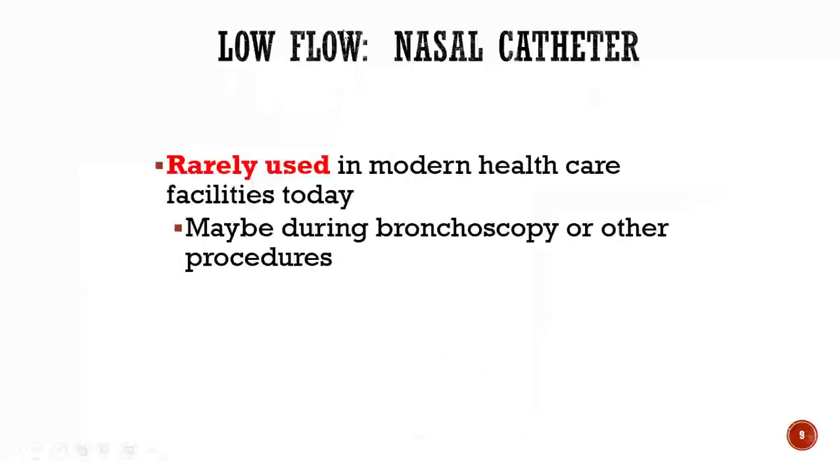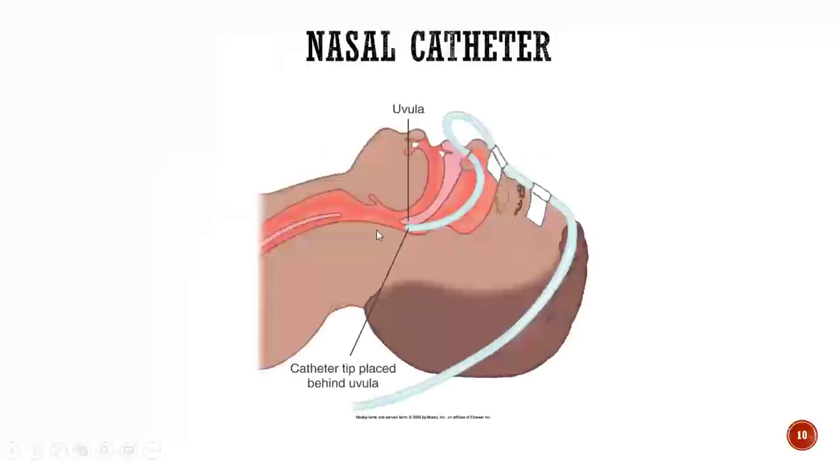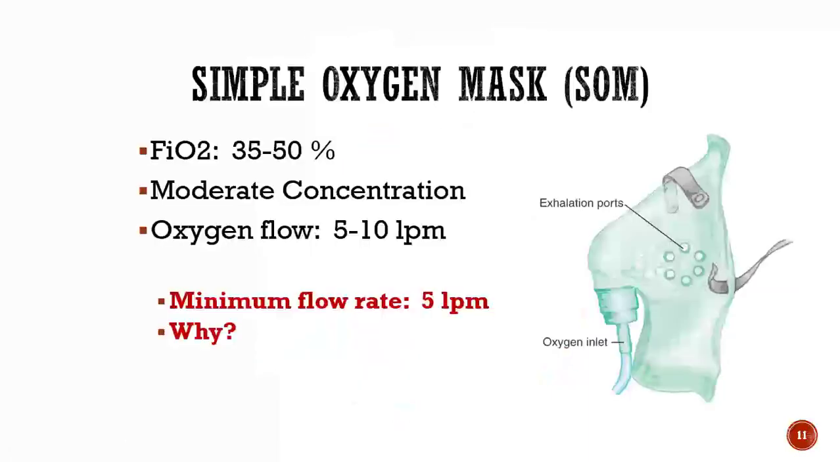Okay. This low flow nasal catheter that we talked about, or transtracheal catheter, is rarely used in modern healthcare. It may be used during bronchoscopy or other procedures. We're going to skip. This is one of those nasal catheters here. The transtracheal one that goes in here, that's something that some patients use for home oxygen. Again, we're going to talk about them really briefly in lab. You're not tested on them. I just leave them because every once in a while you see it, and it's nice to at least have a frame of reference. The next big device that we're going to talk about is a simple oxygen mask.